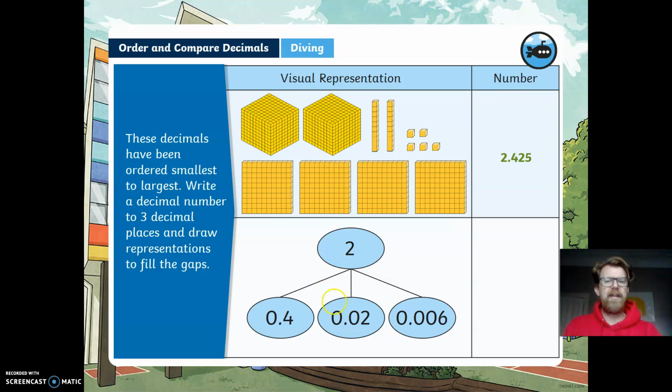Okay, and the one below, I think this one's a little bit more straightforward. So we've got two whole ones, 4 tenths, 2 hundredths, and 6 thousandths. That then goes to 2.426, just putting them all together, adding them up.